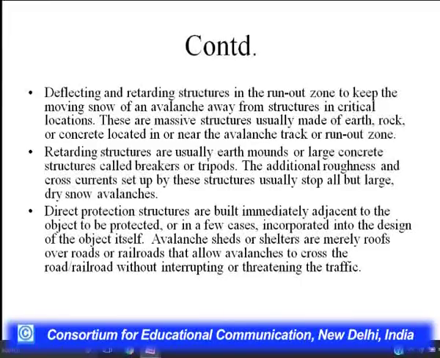Retarding structures are usually earth mounds. Direct protection structures are built immediately adjacent to the protecting wall. Avalanche sheds or shelters are merely roofs over the roads or railroads that allow avalanches to cross the road and railway without interrupting and threatening the traffic. As you know, most of the time in Uttarakhand, Himachal Pradesh and Jammu Kashmir, traffic is disrupted due to this, and there is a lot of loss of life.